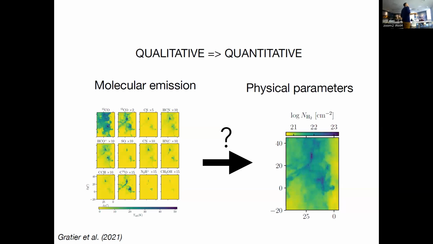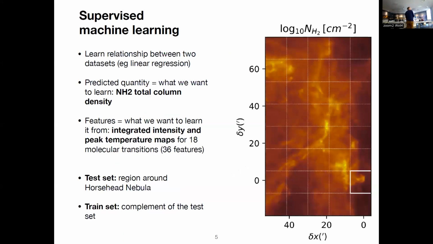And then the question was, how can we go from qualitative to quantitative? Can we get a number of NH2 if we get a value for different molecular emissions? So the idea was, how do we go from this to this? And is it possible to do it? So that's what we did in a paper a few years ago, and that I'm going to focus on now for the rest of the presentation.